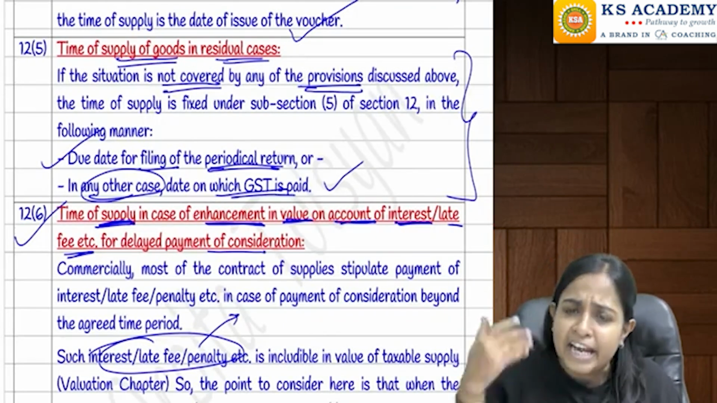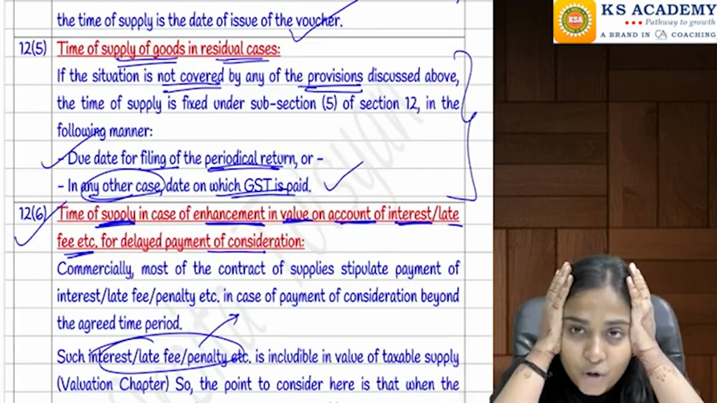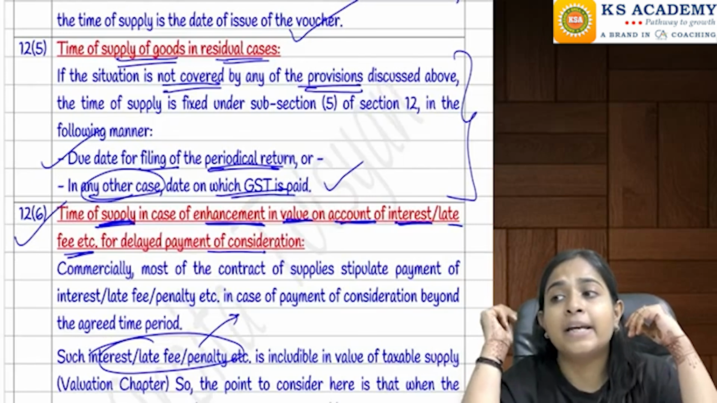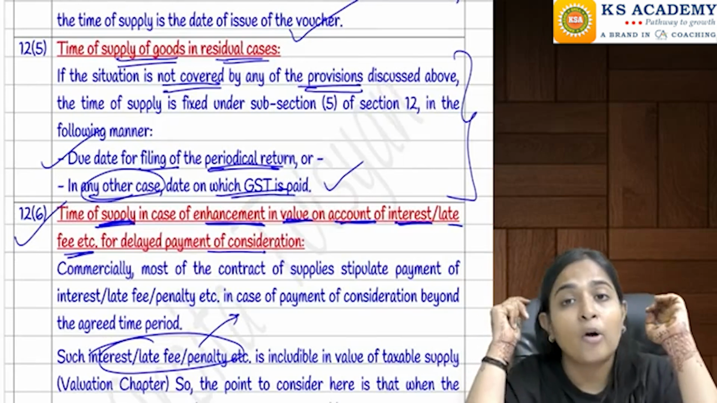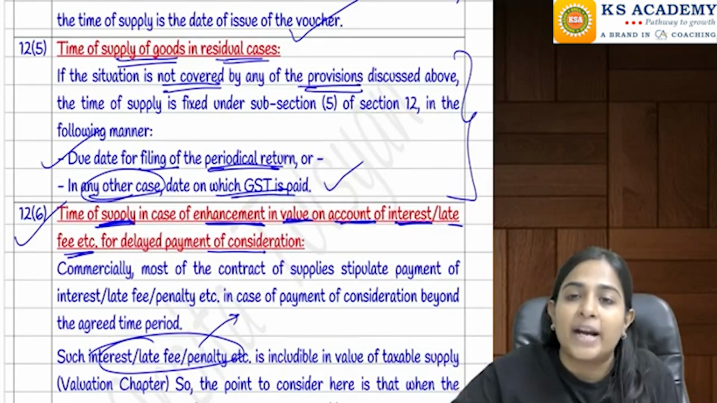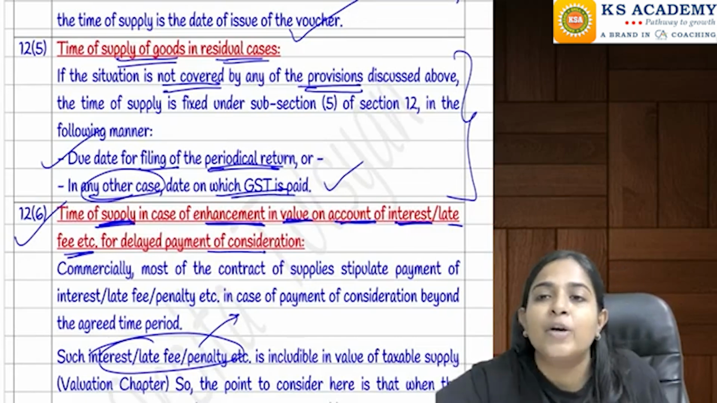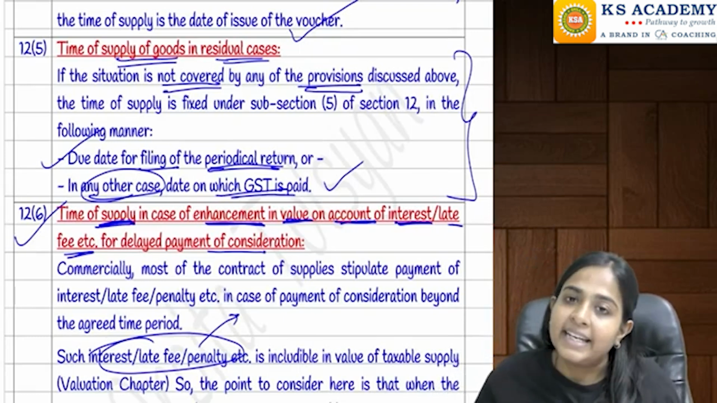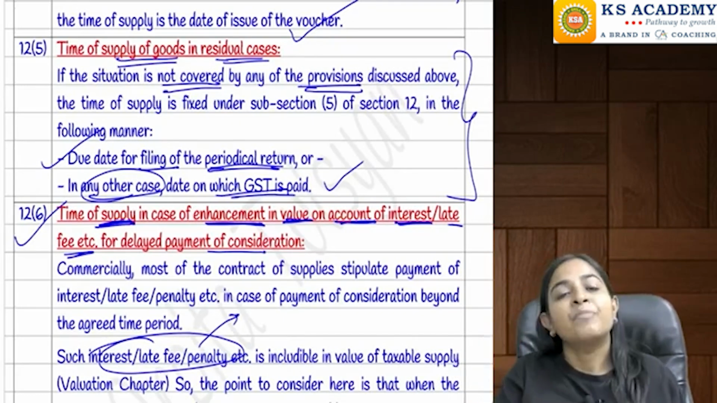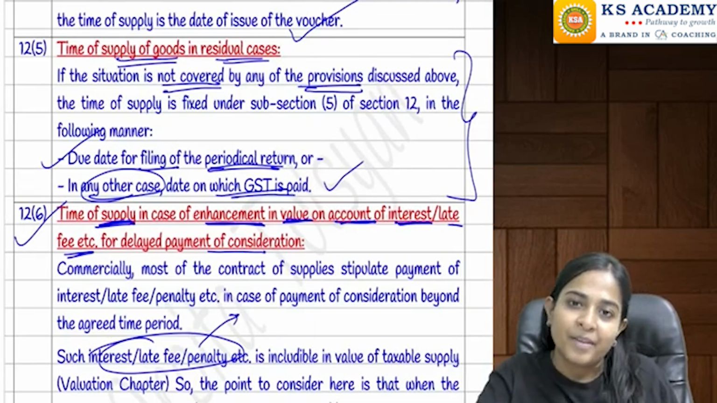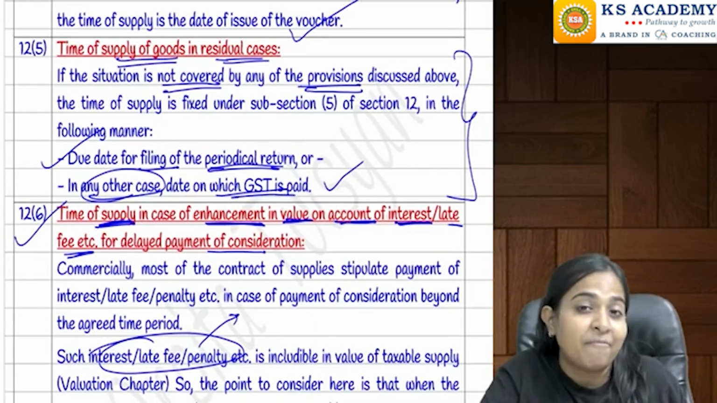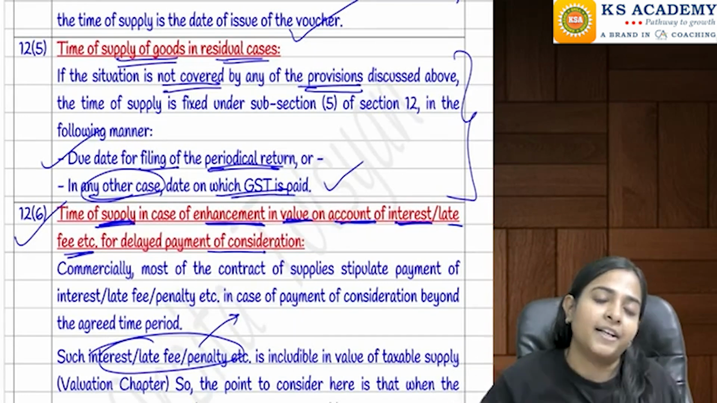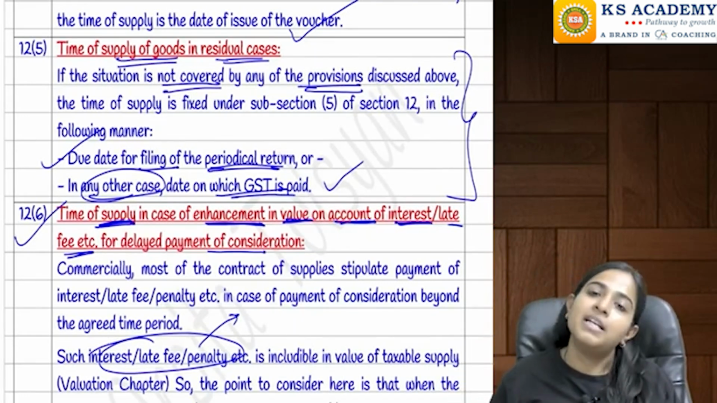Okay, and let's say in any other case, you do not even know the due date. When will we come to know that we do not know the due date? Let's say we are not at all registered, whereas we were liable to get registered, but we had not got ourselves registered. In that case, the authority will tell us, you have to pay the GST on it. Had you been registered, you would have paid GST on it. So the date when the GST is paid on that particular transaction becomes the time of supply.